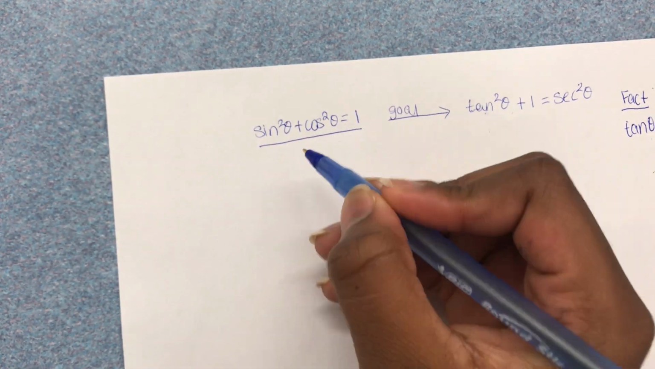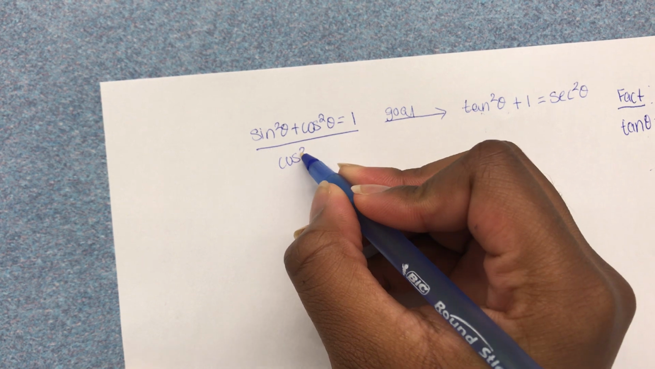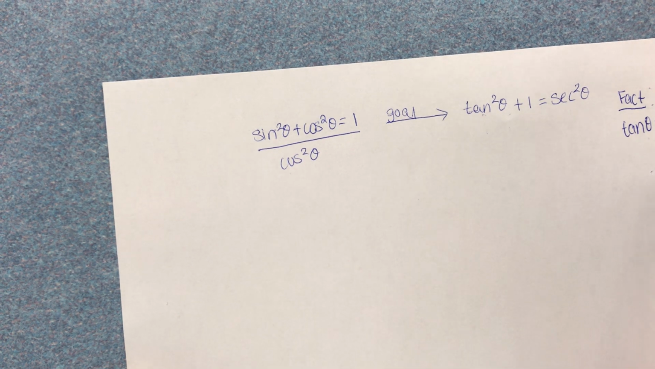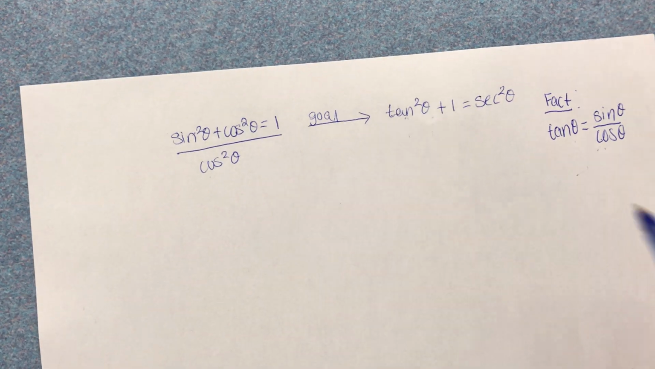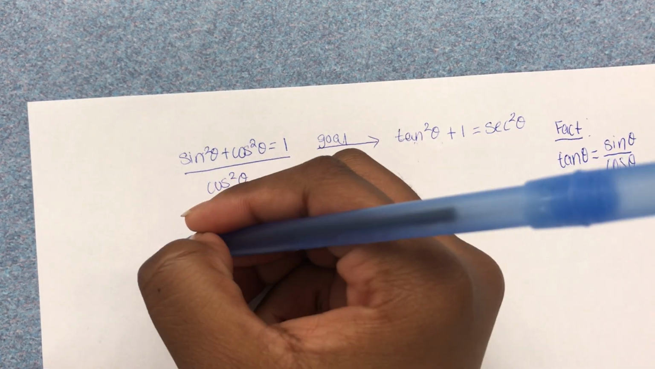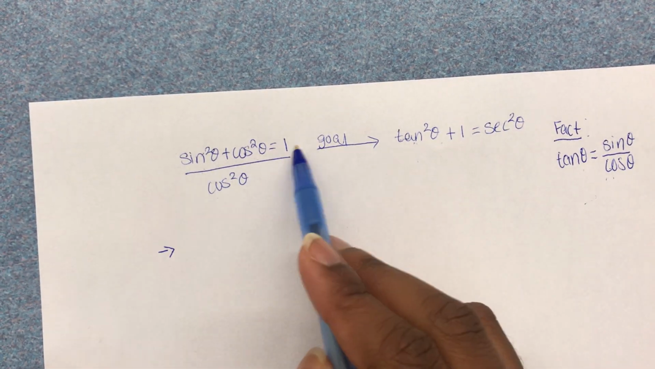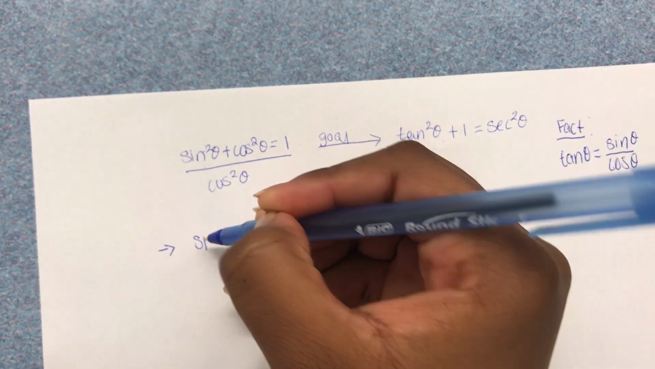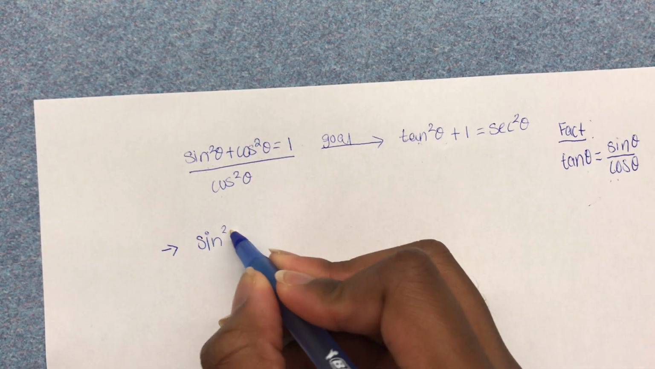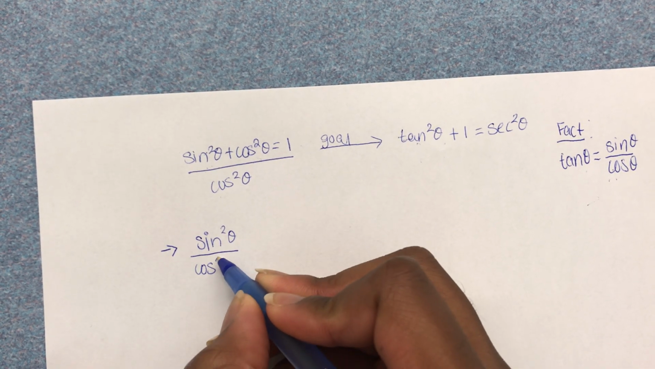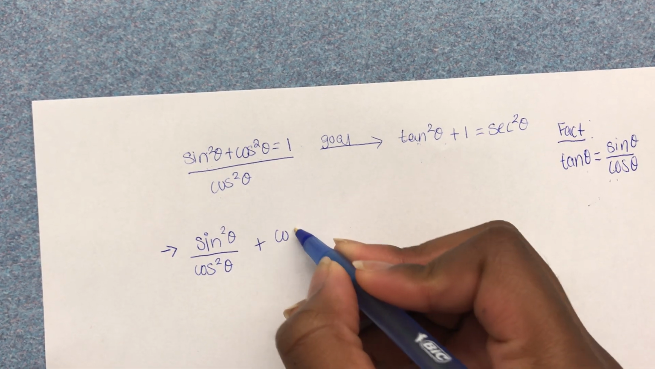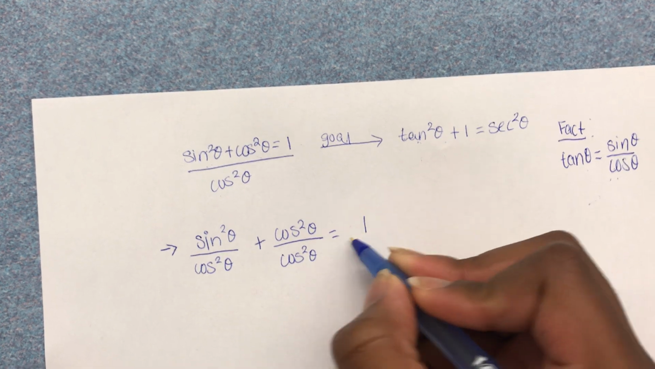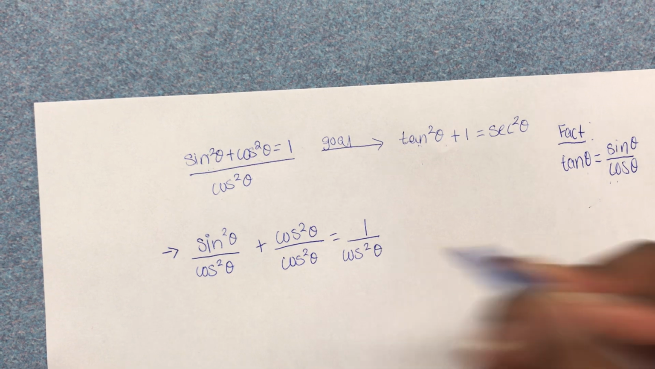So we're going to divide that whole equation by cosine theta squared because it has to be squared both on the top and on the bottom. It can't, or else this identity won't be able to be used. So next step is I like to break these equations up into fractions, into smaller fractions, which then turns into sine of theta squared over cosine of theta squared plus cosine of theta squared over cosine of theta squared equals 1 over cosine of theta squared.